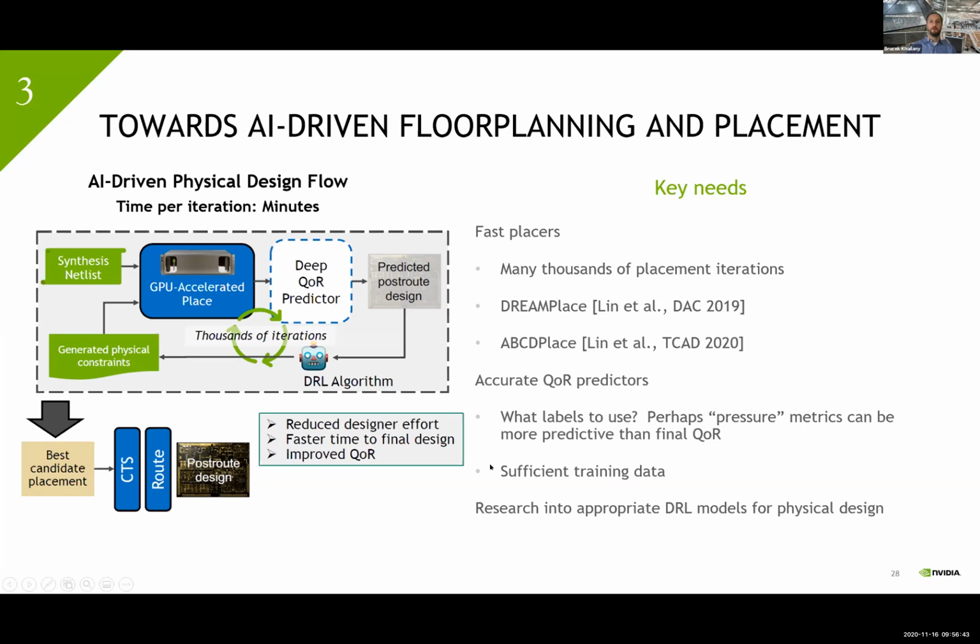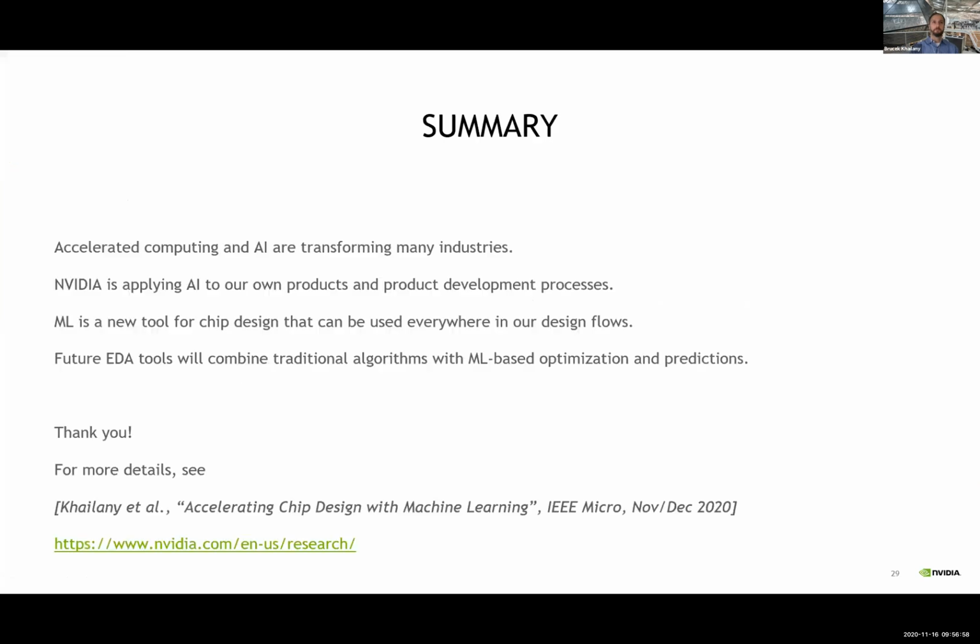So in order to do that, we need to figure out what labels to use, get sufficient training data and so forth. But once we have all these pieces, I think it's possible to put all this work together and to apply deep reinforcement learning to improve our automation and quality of results from our final designs.